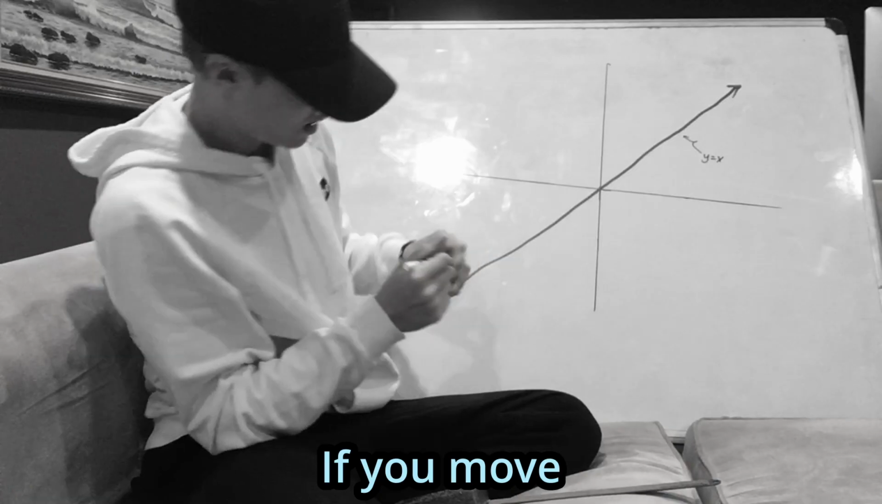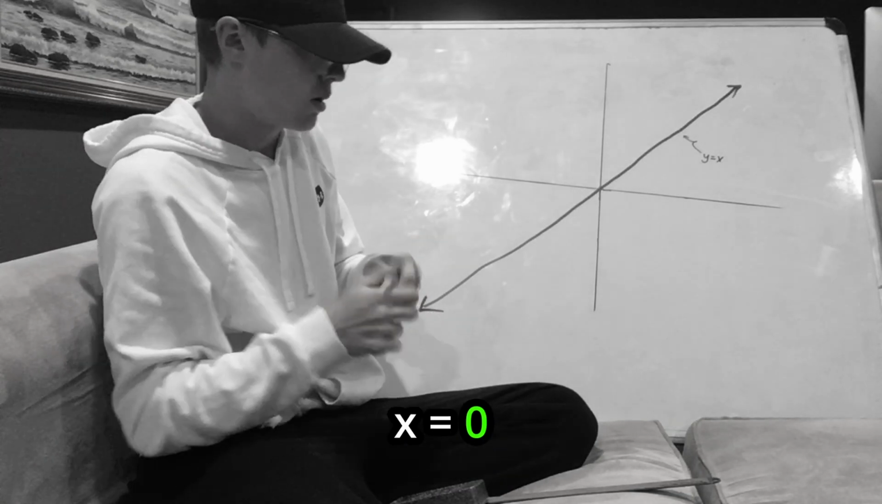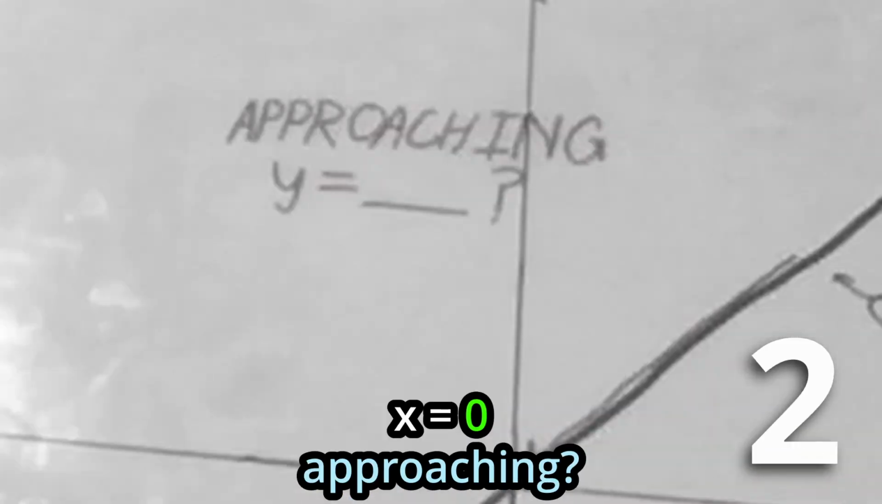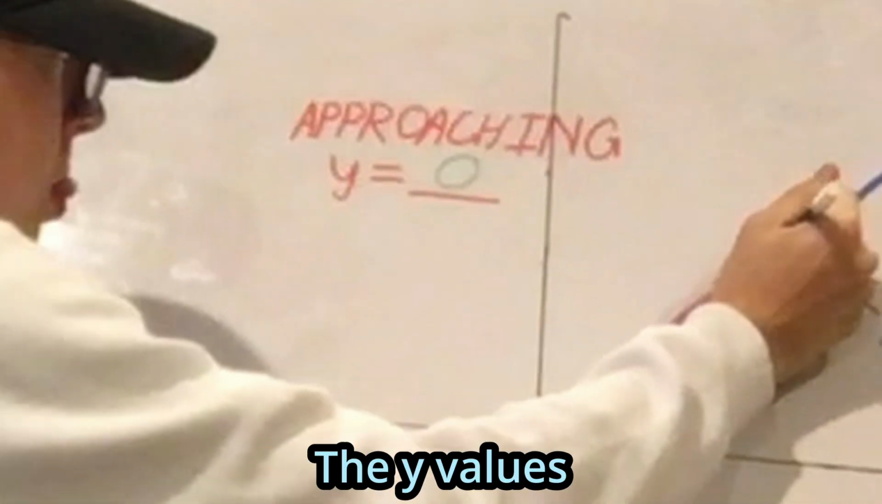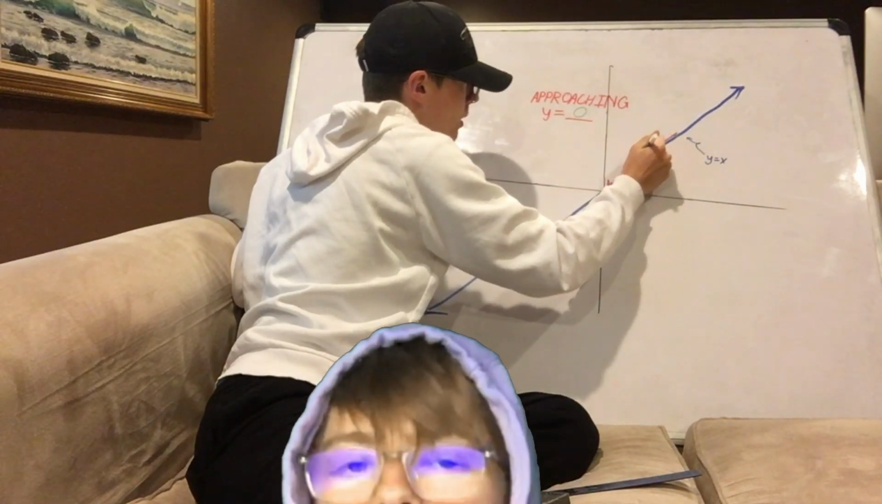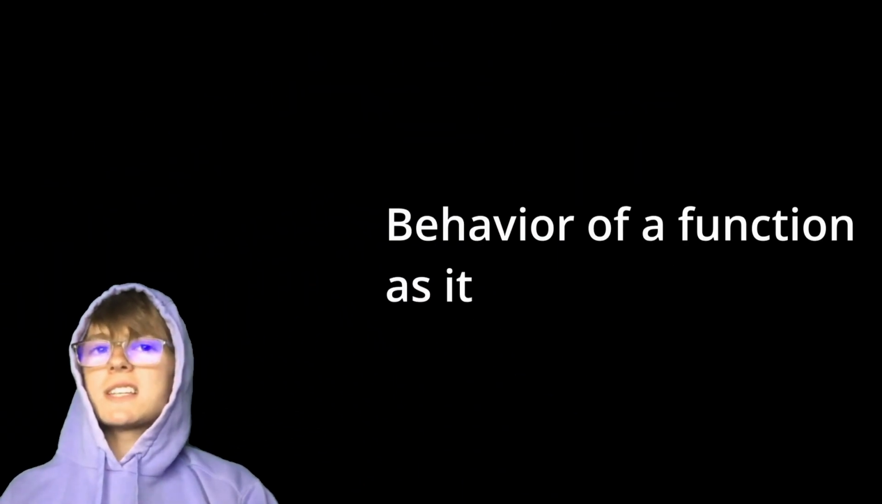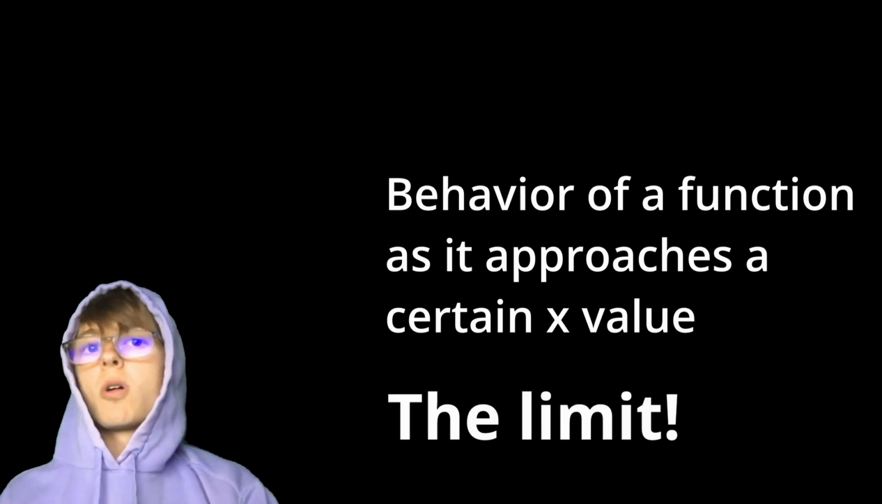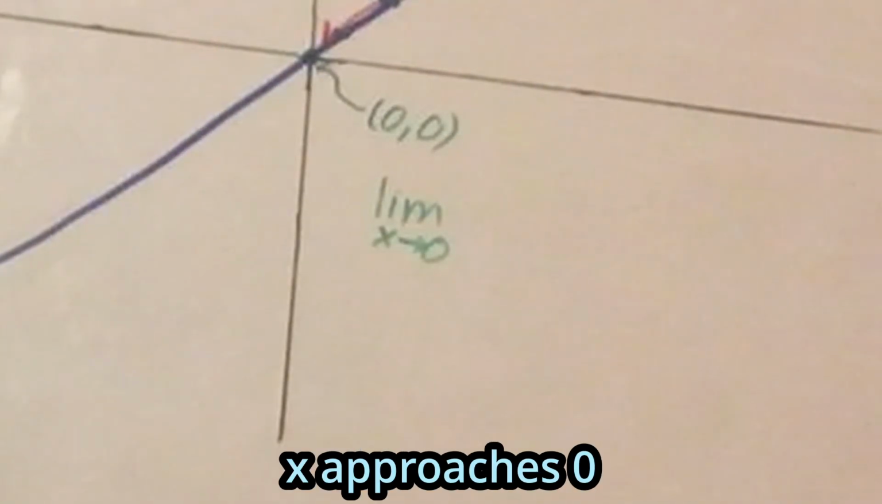Here's a question. If you move from the right towards x equals 0, what y value are you approaching? 0. The y values are getting closer and closer to 0 as you approach it from the right. The same thing happens from the left side too. This is the behavior of a function as it approaches a certain x value, or the limit. Therefore, the limit as x approaches 0 is 0. Simple, right? You just did calculus.